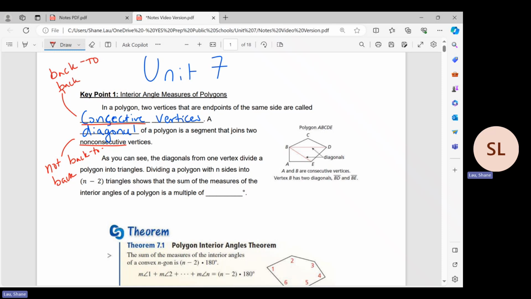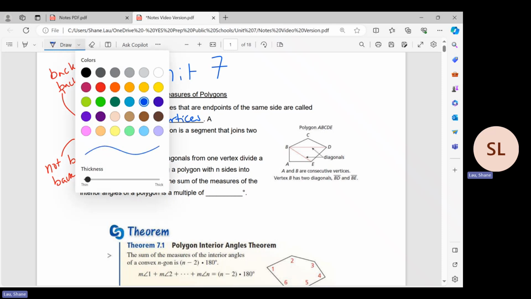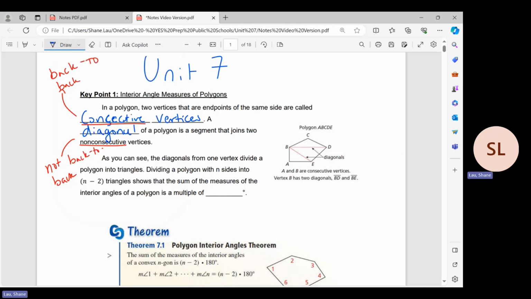And so as we can see in the diagrams, the diagonals from one vertex divide a polygon into triangles, right? We can see it on this right-hand side. Dividing a polygon with n sides into n minus 2 triangles shows that the sum of the measures of the interior angles of a polygon is a multiple of 180 degrees. And that is definitely one of our more important things to get out of this.